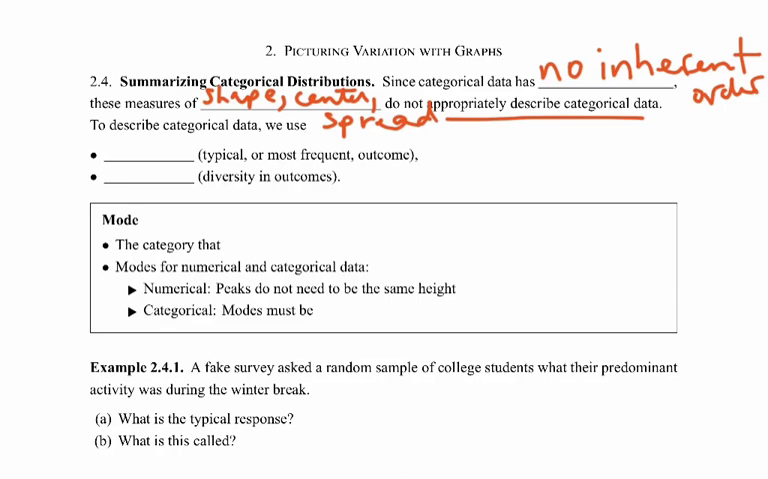Instead, we're going to use two descriptions. One is called the mode, which represents the typical or the most frequent outcome for whatever the categories are, and the other is the variability. Variability is similar to what it meant with numerical data, how spread out the data is. For us, we're going to talk about it in terms of the diversity of outcomes. More categories in your responses means more variability. So let's start with mode.